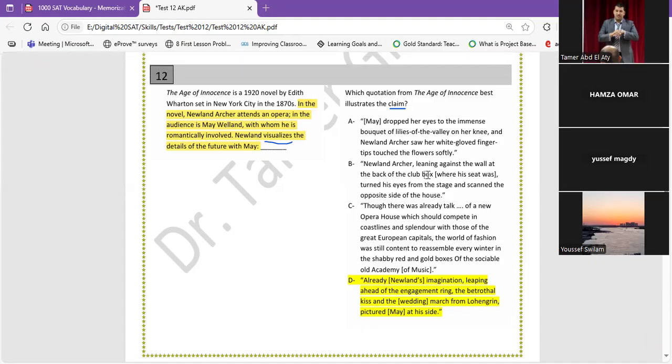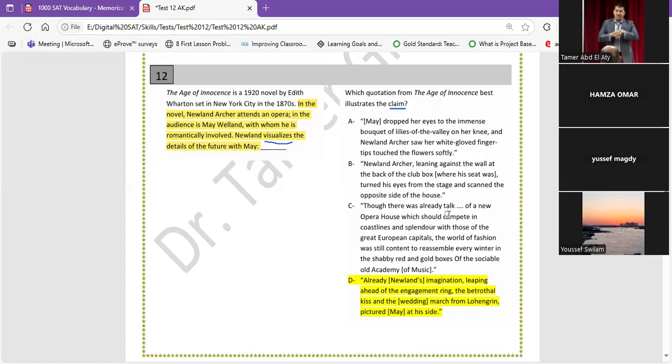Newland Archer, leaning against the wall at the back of the club box, where his seat was, turned his eyes from the stage and scanned the opposite side of the house. But again, he doesn't talk about what happened with May in the future.